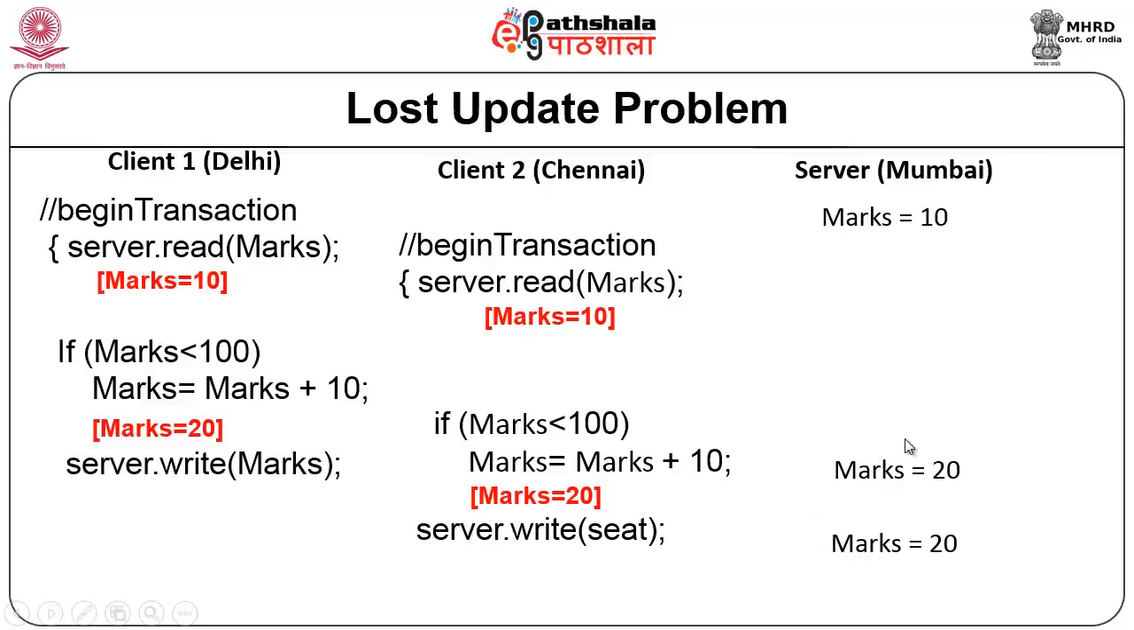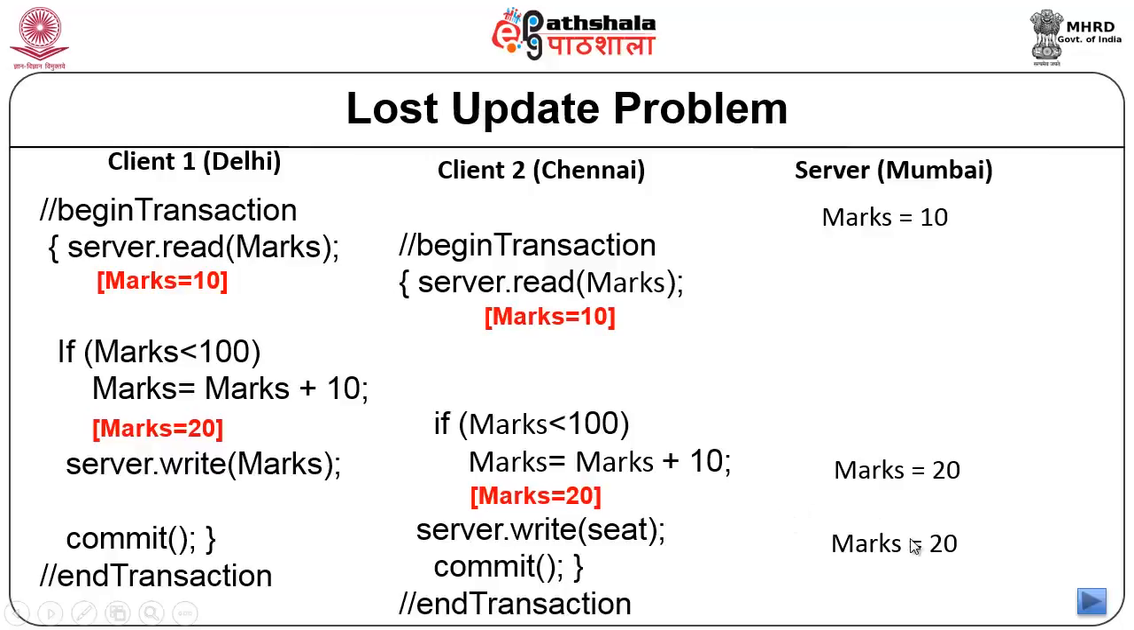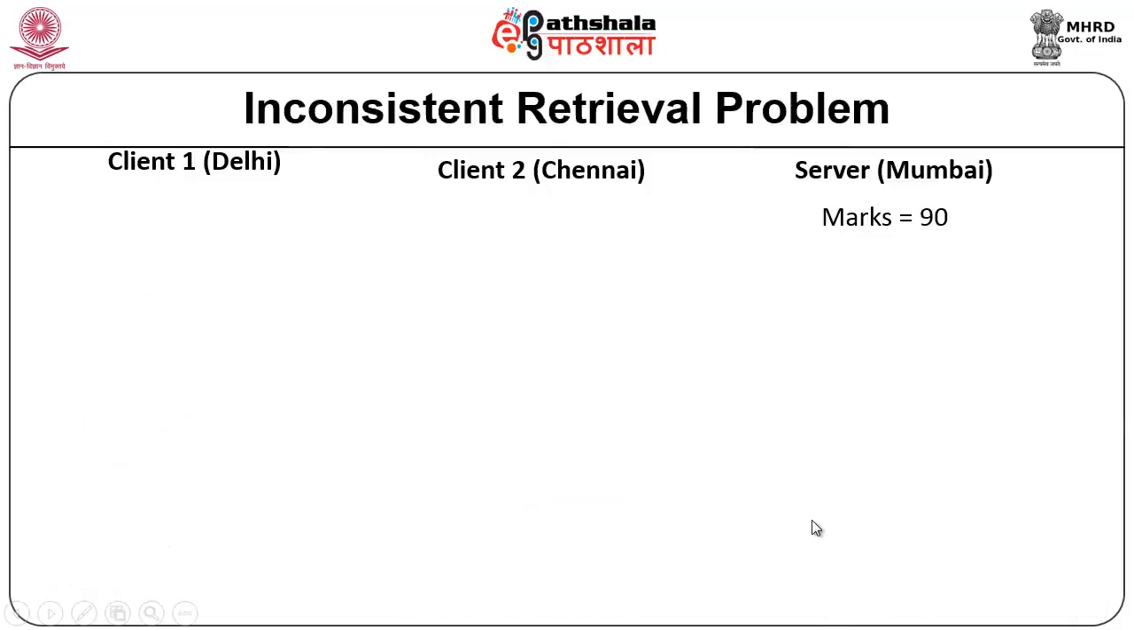So, it overrides the earlier 20 and it does not make any changes. Therefore, this is a wrong transaction. This is a lost update problem. So, the update by the earlier transaction is lost by the next update. The next problem is called the inconsistent retrieval problem.